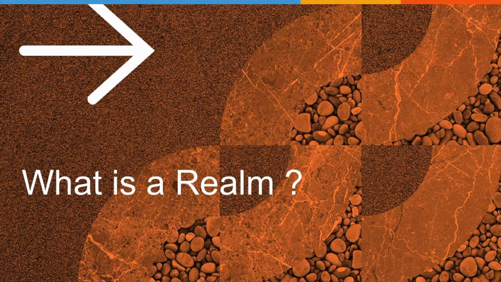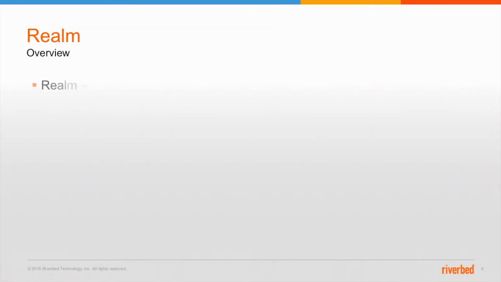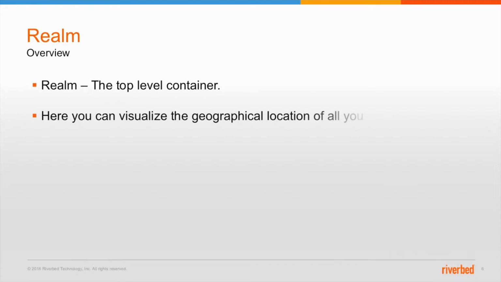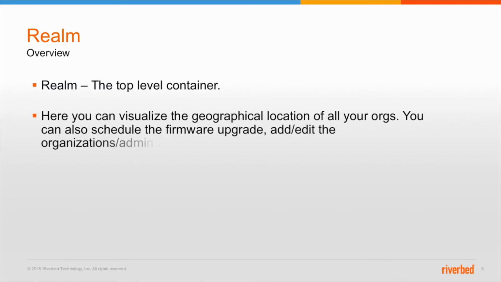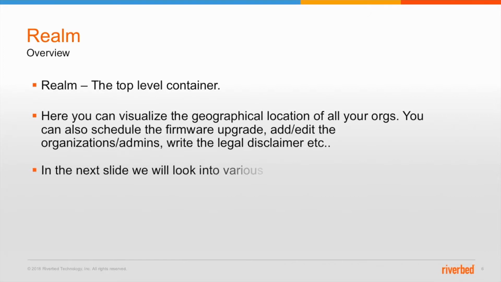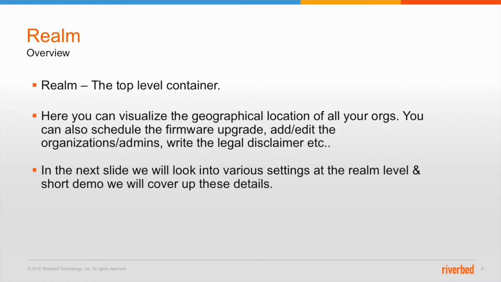Let's talk about realm. So what is a realm? Realm is considered a top level container which can hold multiple organizations together. Here you can visualize the geographical locations of all your organizations on a global map. You can also schedule the firmware upgrade, add organizations, delete organizations and manage them. You can also add admins and assign roles to them. You can also write a legal disclaimer, and this legal disclaimer will be visible in all your organizations. And of course, if you want to change it on the org level, you can change it too. In the next slide, we will cover all these things in much more depth.